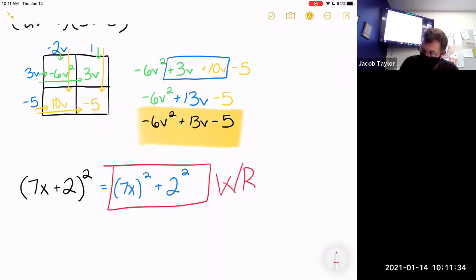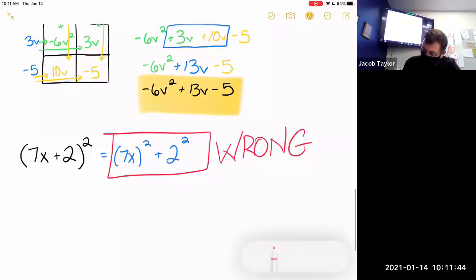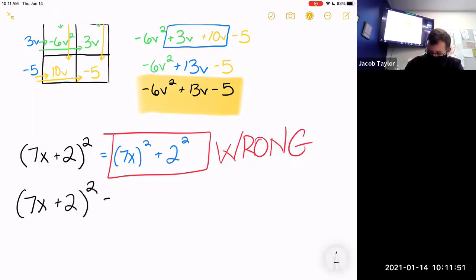This is wrong. This is like taking your cousin to the prom. It's wrong. R-O-N-G, wrong. 7x plus 2 squared. Unless you live in Lano County.